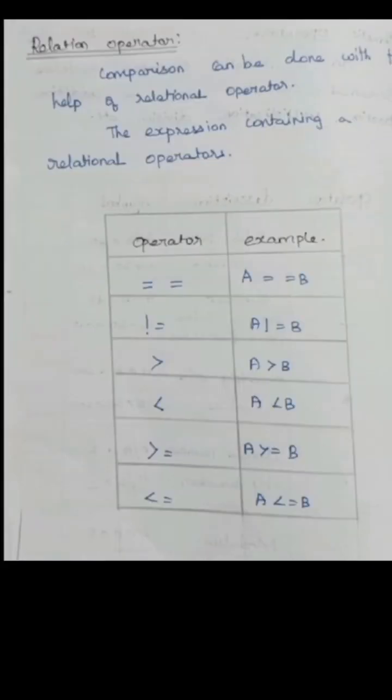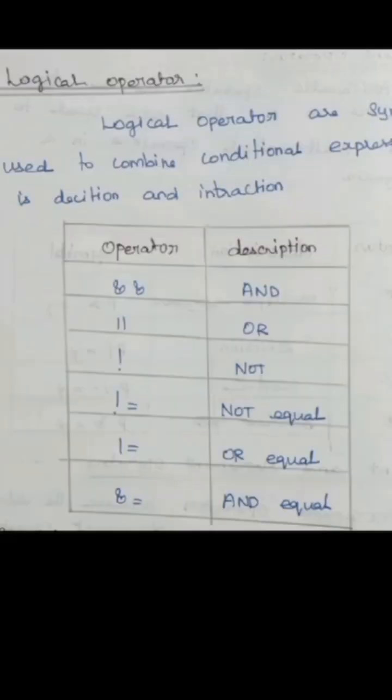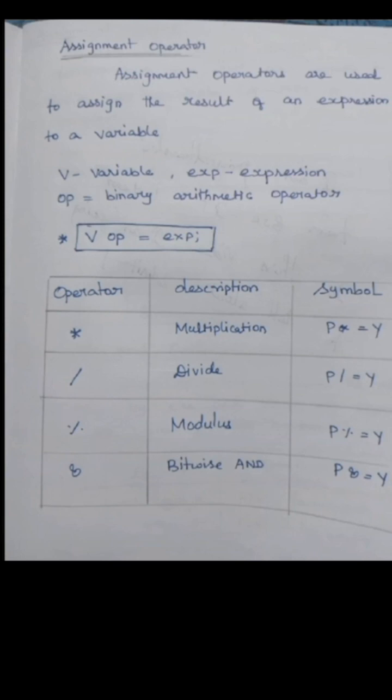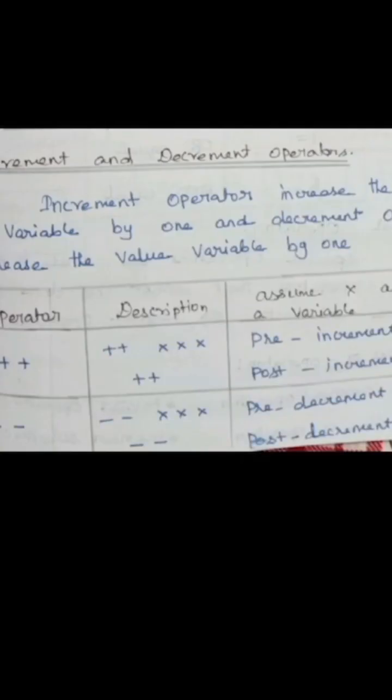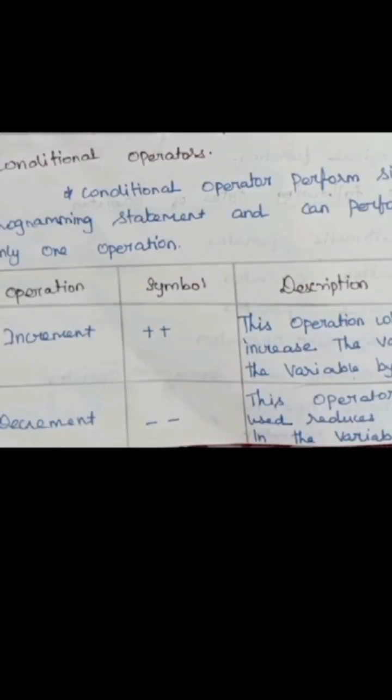Relational operators. Comparison can be done with the help of relational operators. The expression containing a relational operator. Logical operators. Logical operators are simply used to combine conditional expressions in decision and iteration. Assignment operator. Assignment operators are used to assign the result of an expression to a variable. Increment and decrement operator. An increment operator increases the value of a variable by 1 and a decrement operator decreases the value of a variable by 1.